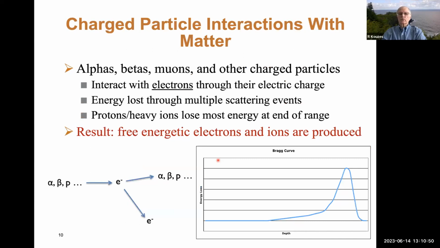Now let's look at charged particles like protons or muons or energetic electrons in matter and alphas. Alphas, betas, and protons and so forth all interact by scattering off of electrons in material, losing energy through multiple scatters, and again, producing energetic electrons and ions in the material. The energy loss by these charged particles in matter is represented by this curve here, which typically shows a Bragg peak. That is, they lose energy slowly and then they reach a range where they tend to lose most of their energy at one distance.